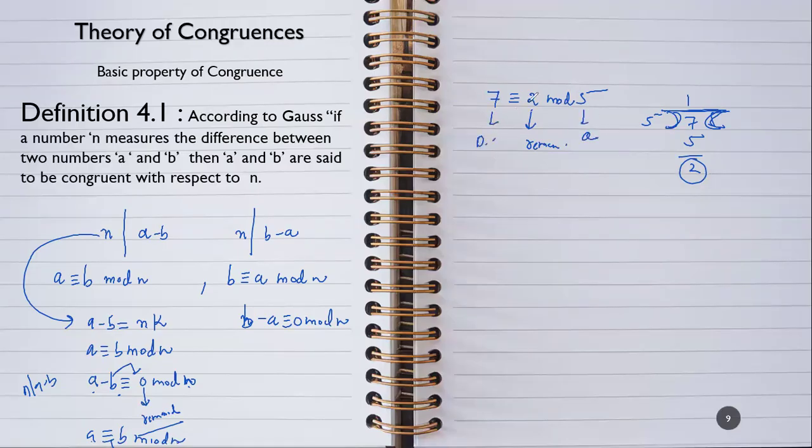Understood or not understood? I can also replace the numbers. It is not necessary that a larger number is always present on this side. It may be possible that a smaller number is present here. Let's suppose I write here 2, and here I write 3, and I write mod 5.